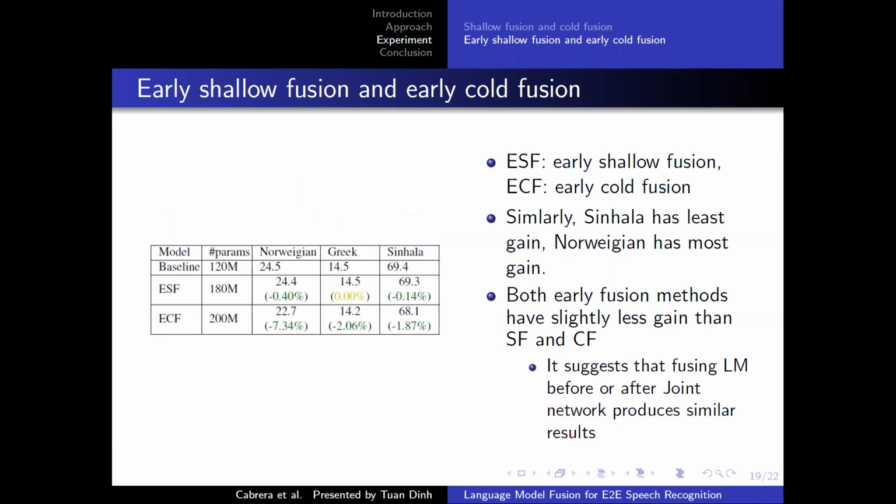In the second experiment, early shallow fusion is compared to early cold fusion. ESF stands for early shallow fusion, while ECF stands for early cold fusion. According to the left table, similarly to the previous experiment, Sinhala has the least gain and Norwegian has the most gain. Both early fusion methods have slightly less gain than shallow fusion and cold fusion, which suggests that fusing the language model before or after the joint network produced similar results.